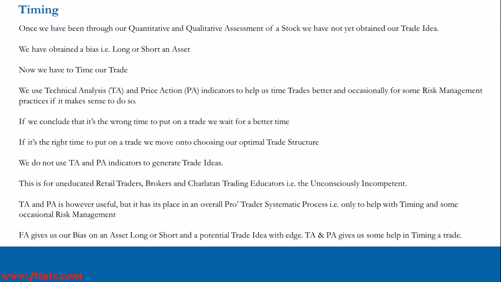What we've got at this stage is a bias, okay? We've obtained a bias, a long or short bias on an asset, on a stock. Now we have to time the trade. Once we have our timing and we understand that it's in play, it's ready to go, and we have our additional stuff like trade structuring and our risk management plan, that is when we have a trade idea. So at this stage, we use technical analysis, TA, and price action, PA. We use those indicators to help us time trades better. And occasionally we use those tools for some risk management practices if it makes sense to do so.